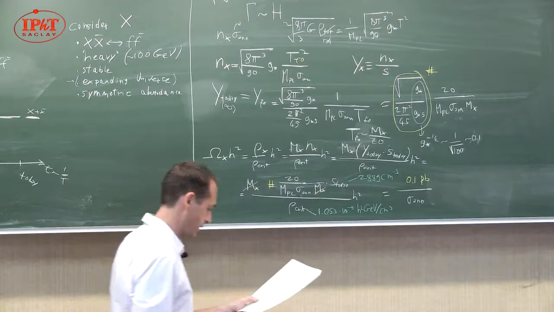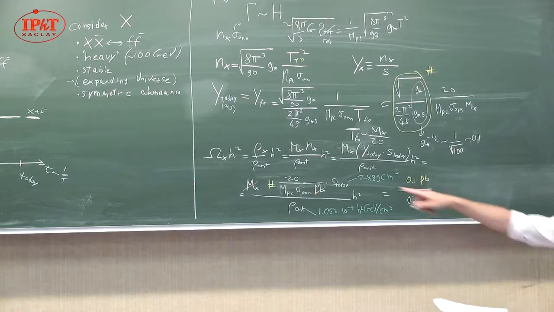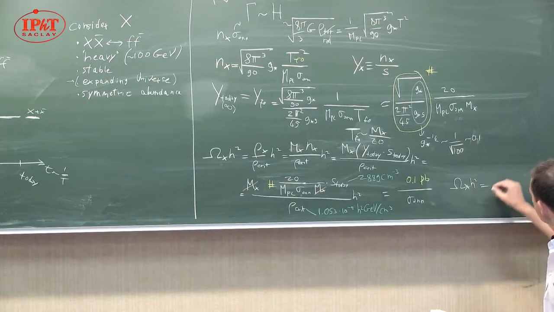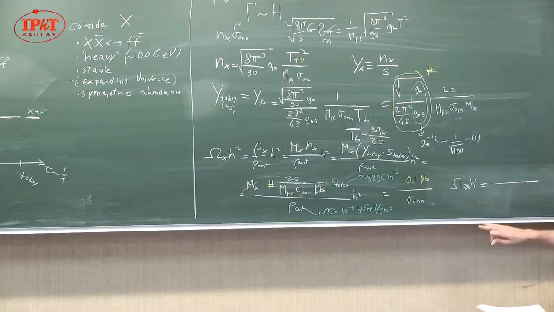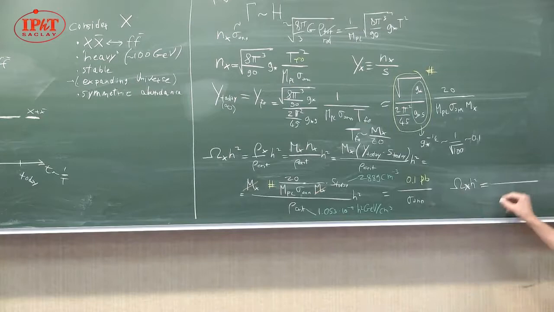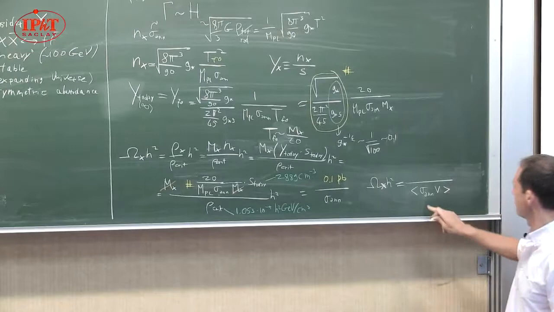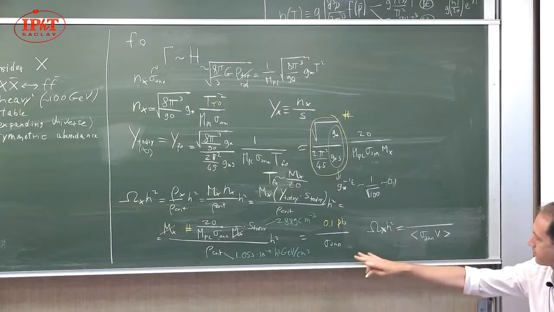So what I found out is that omega x h squared is equal to a constant divided by the only physical parameter, which is sigma annihilation. Actually, I've been a bit sloppy here, so I've not put the actual physical quantities in. Instead of sigma annihilation here, I should have a quantity called, and we will see later why, the thermal average over the velocities of the annihilation cross section. Roughly the same thing, but with some important differences.